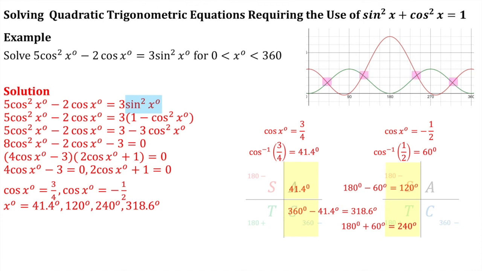So you can see that there are 4 points of intersection, and one of them, the first one, is roughly halfway between 0 and 90, so that's the 41.4. You can see the 120 here, so that is a third of the way between 90 and 180. 240 is here, and then we've got 318.6. So those are our 4 answers.